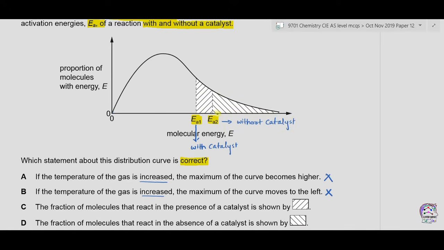Now we can see in the diagram that without catalyst, this many molecules can convert into products easily. But when the catalyst is added, the activation energy is reduced and now this many molecules will be converted into product. So with catalyst, it is not just this one. Actually both of them will be converted into product. So it should be this and these both. So option C is also incorrect.